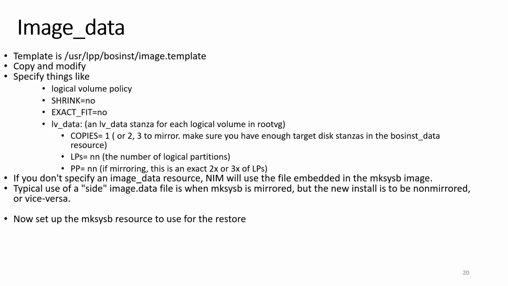And that's what this slide here is talking about. I can do things like change my logical volume policies. I can tell it not to shrink things. I can tell it to do an exact fit for the file systems or to basically match how they are. And then here's my LV data where I can put copies equals 1 or 2 or 3 and so on. By default, the image data file that is used is the one that is embedded in the mksysb image. But if you want to use what we call a side image data file, you can do that by creating one externally. And again, typical use is when you're going from a mirrored mksysb to a non-mirrored one or vice versa.